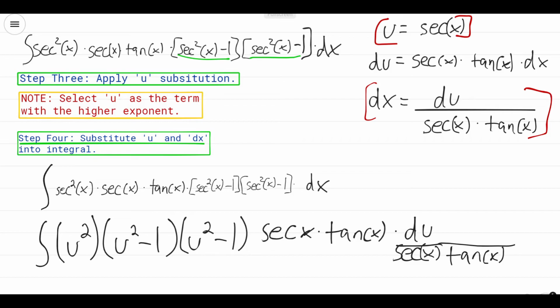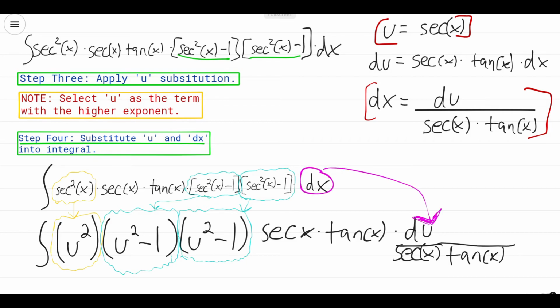How did I decide that? Well, just follow the arrows. This one goes here, this secant squared x goes here, this secant squared x goes here, because remember our secant is u, so I'm plugging the u back in. Our dx goes over there, and what we're left with is secant tangent times secant tangent.